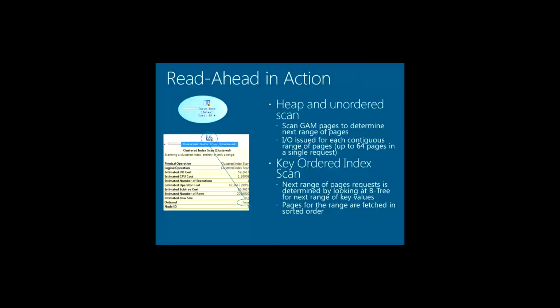So looking at a query plan for read-ahead, for an unordered scan, you're going to be looking at allocation map pages to determine the next range of pages. We'll issue one IO for each contiguous range of pages, up to 64 pages in a single request. A key order scan is going to be much more efficient because you're looking at a range of pages determined by looking at the B tree for the next range of index scans.